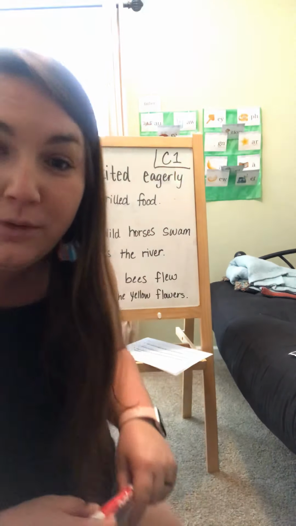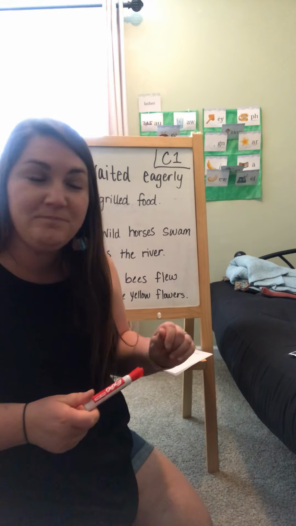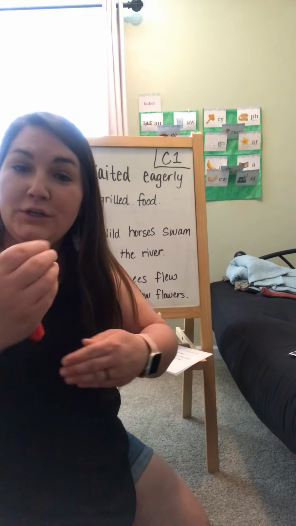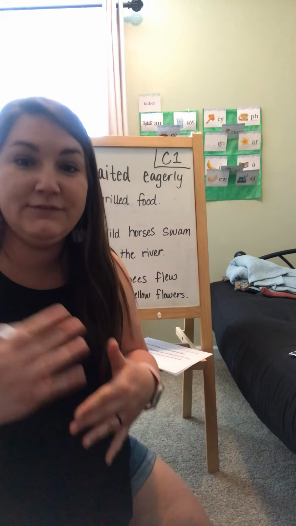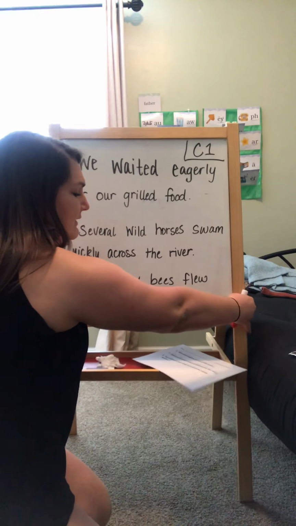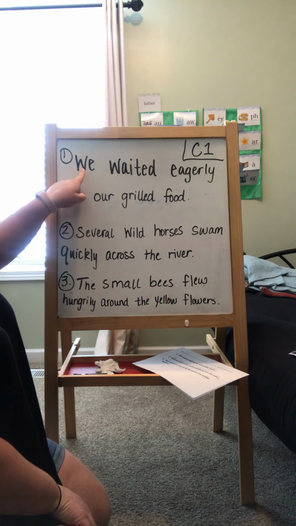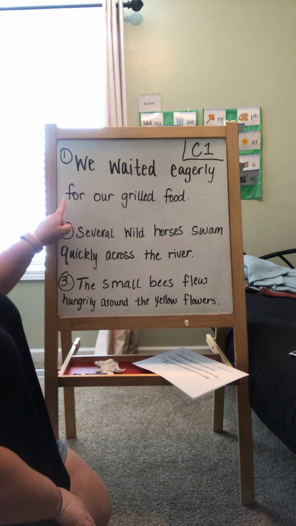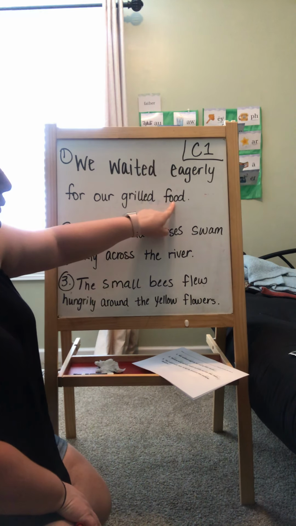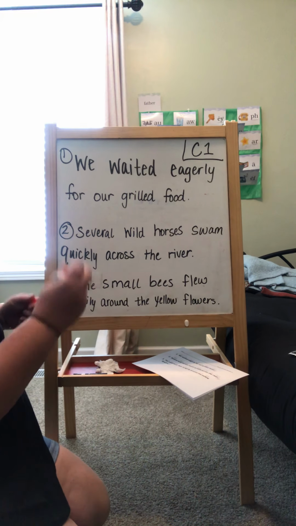So let's go ahead and do a couple of them together. And then we're going to pause along the way, because I want you to be able to get the new or the last part of the sentence flow. So let's go ahead and get started. First, remember, I'm going to say the sentence first, and then you do it with me. Here we go. It says, we waited eagerly for our grilled food. And we say, who waited eagerly for our grilled food?